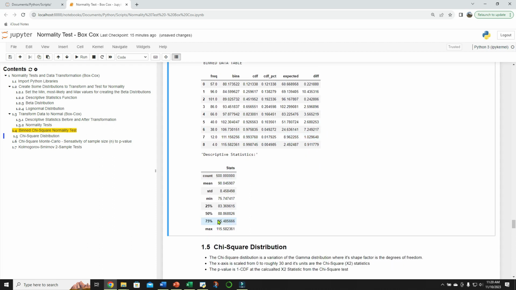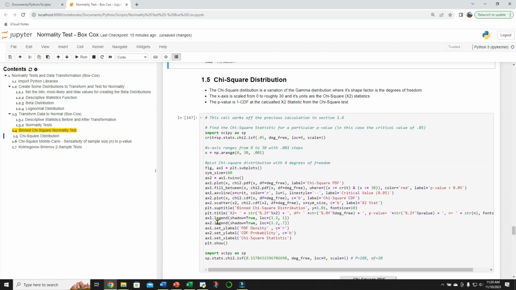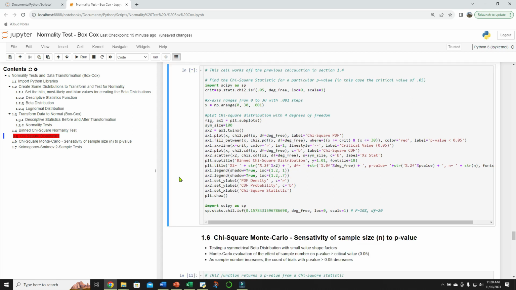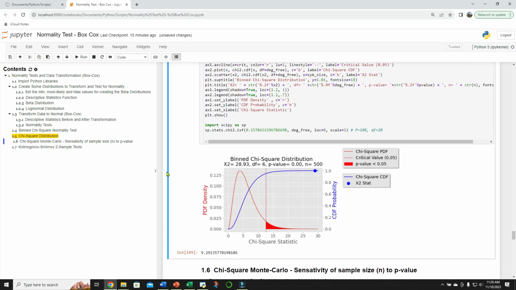Probably not normal. And let's take a look at this chi-squared distribution. And as you can see, for our asymmetric distribution, it has a p-value basically of 0. And you can see that it's not a normal distribution.